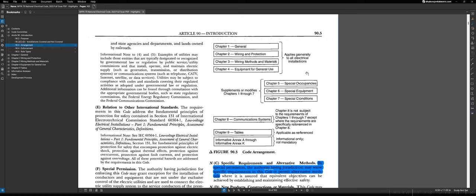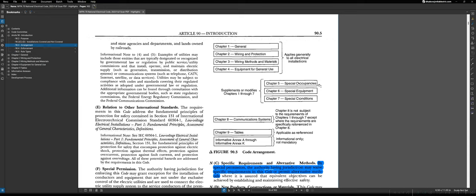Moving into Chapters 5 through 7, these are all going to be, as you can see by the grouping here, special conditions. To break down these terms a little bit, for Chapter 5 we see special occupancies. An occupancy you can essentially think of as a place or location.